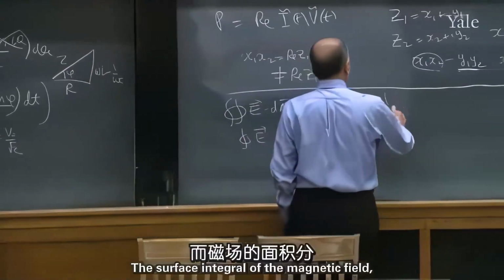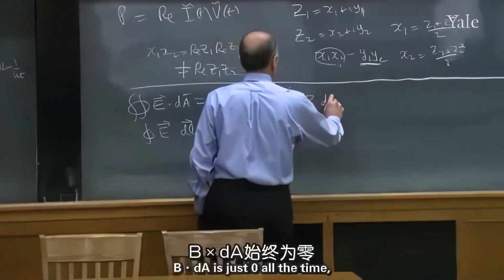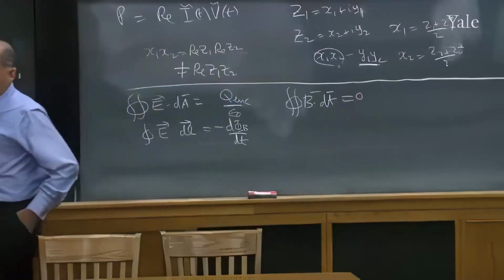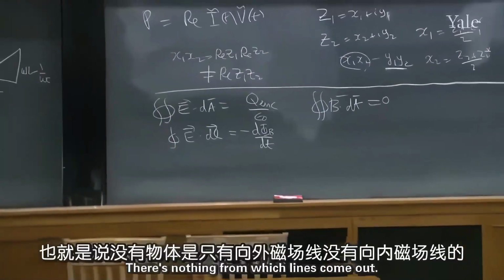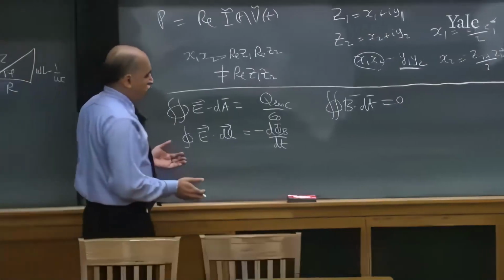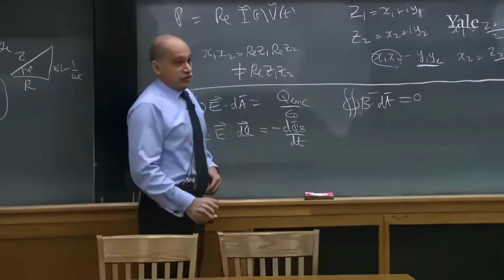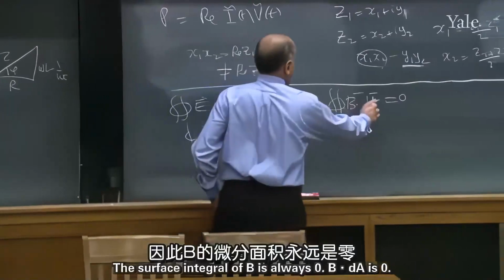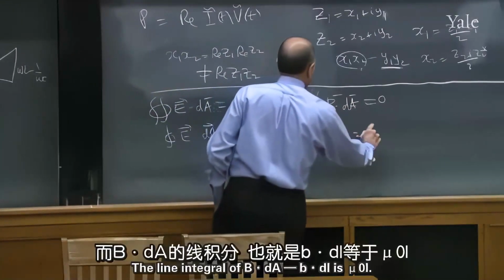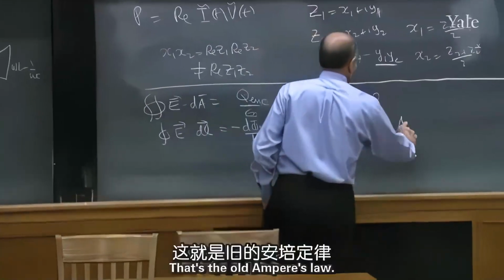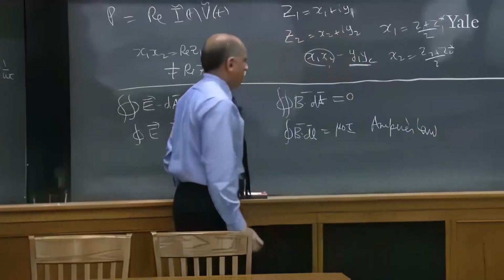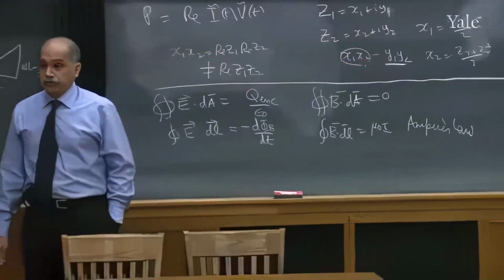The surface integral of the magnetic field, B dot dA, is just 0 all the time because there are no magnetic monopoles. There's nothing from which lines come out. So if you integrate over any configuration, the lines don't start or end anywhere, so whatever enters the surface leaves the surface. So the surface integral of B dot dA is always 0. The line integral of B dot dL is mu 0 I. That's the old Ampere's law. These are the 4 equations we have.